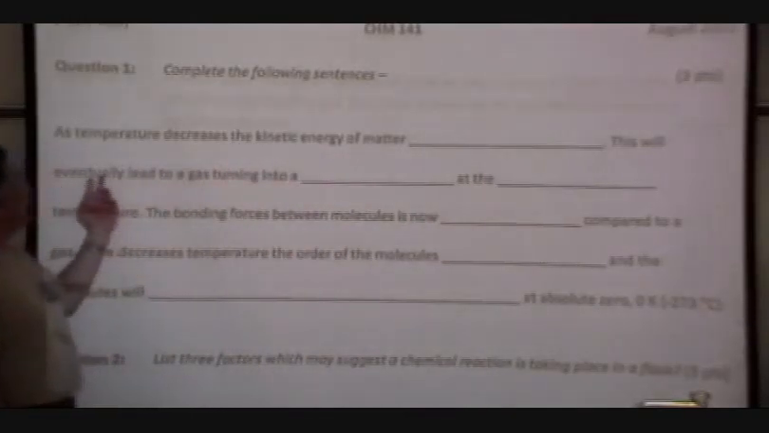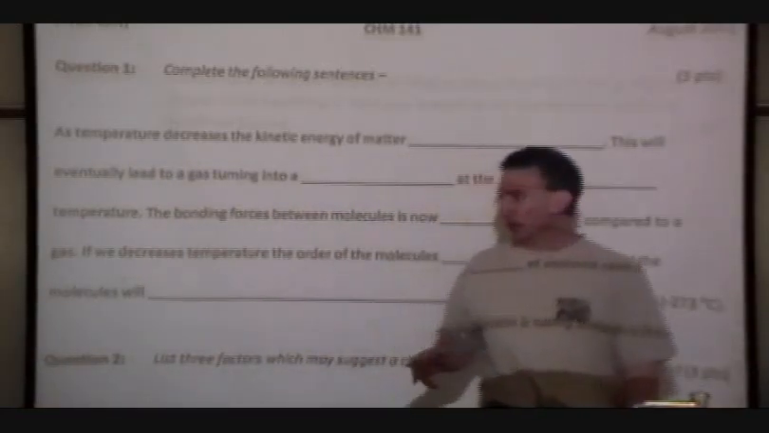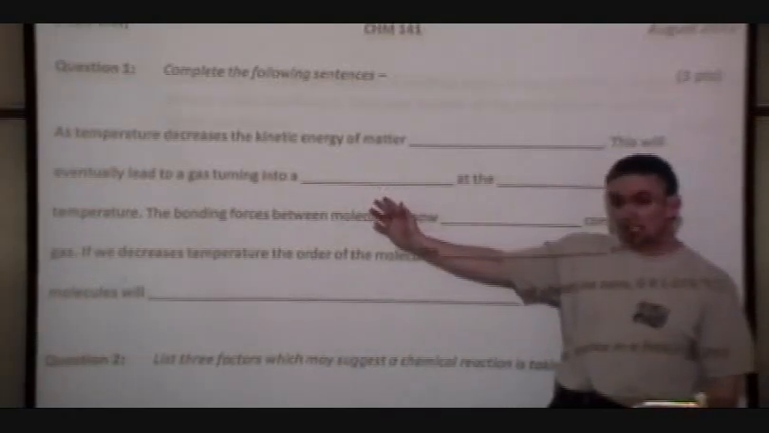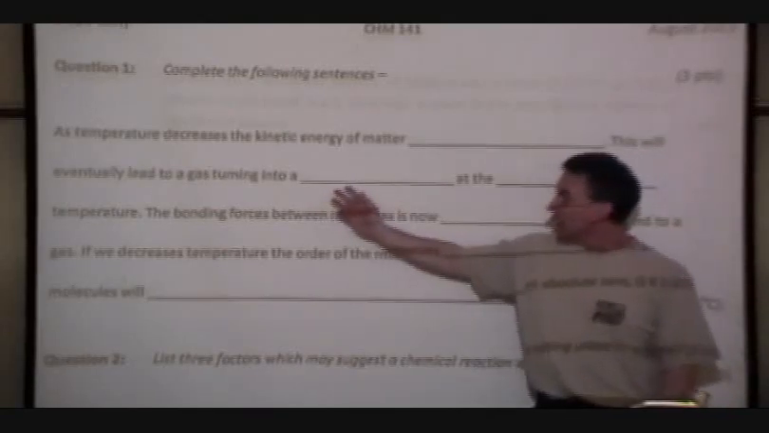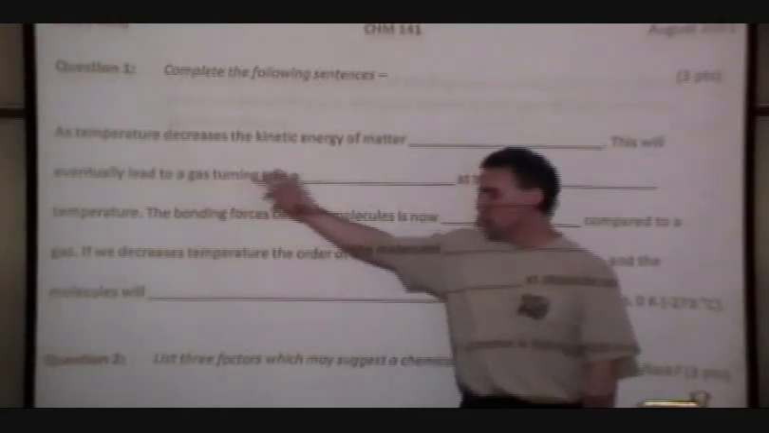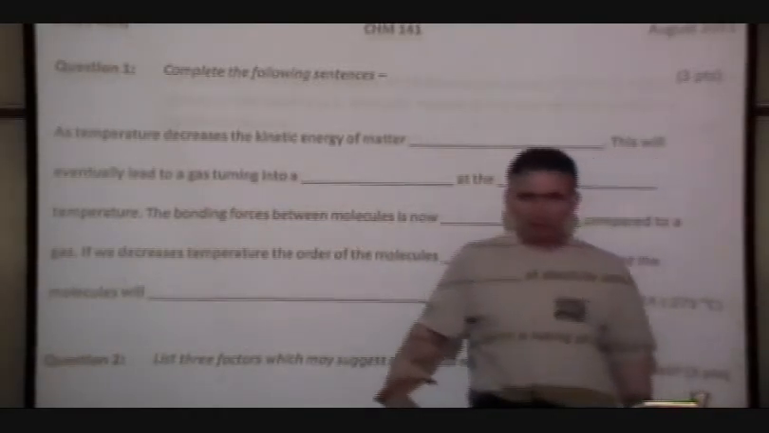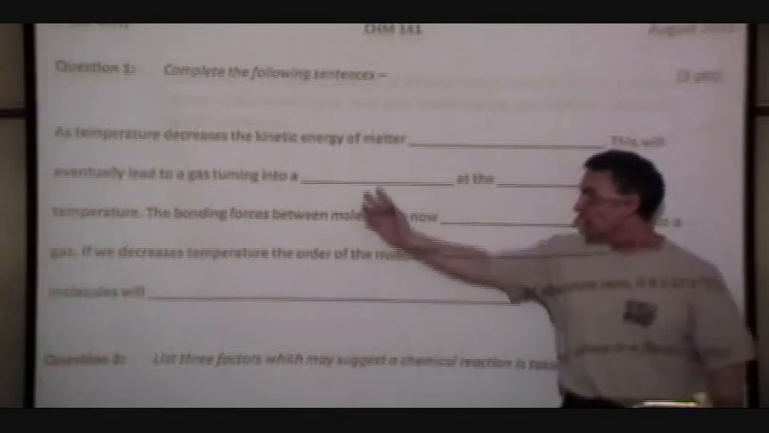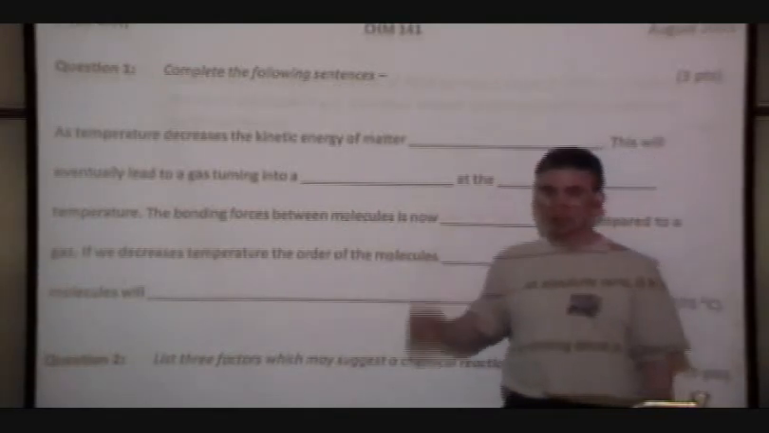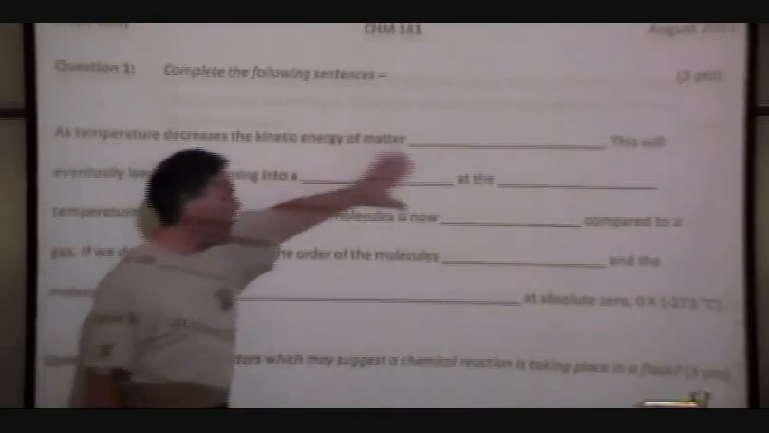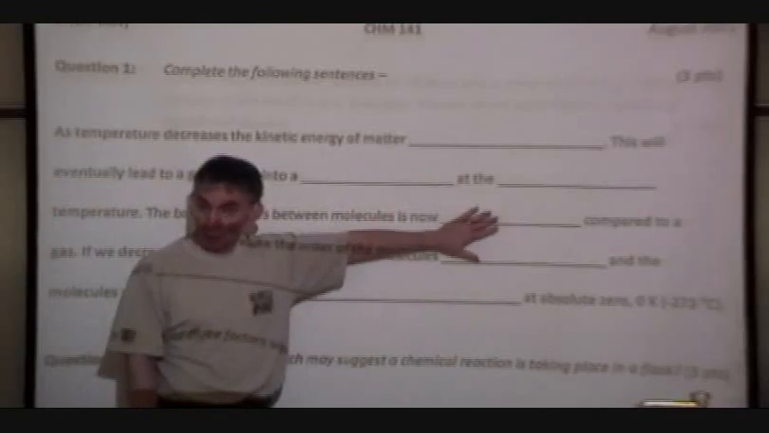This will eventually lead to a gas turning into, and there were two answers I accepted. I was really looking for, if I started from a gas, as temperature drops, the next thing it's going to hit is the liquid state, at the boiling temperature. Or, as some people put, solid. I guess if the temperature goes down far enough, it'll hit the liquid and then keep going and eventually hit the solid state. But it's hitting the solid state at the freezing temperature or melting temperature, whichever way you want to think about it. Now still, this whole section here for 3 marks was part of a bit of a rough ride for people.